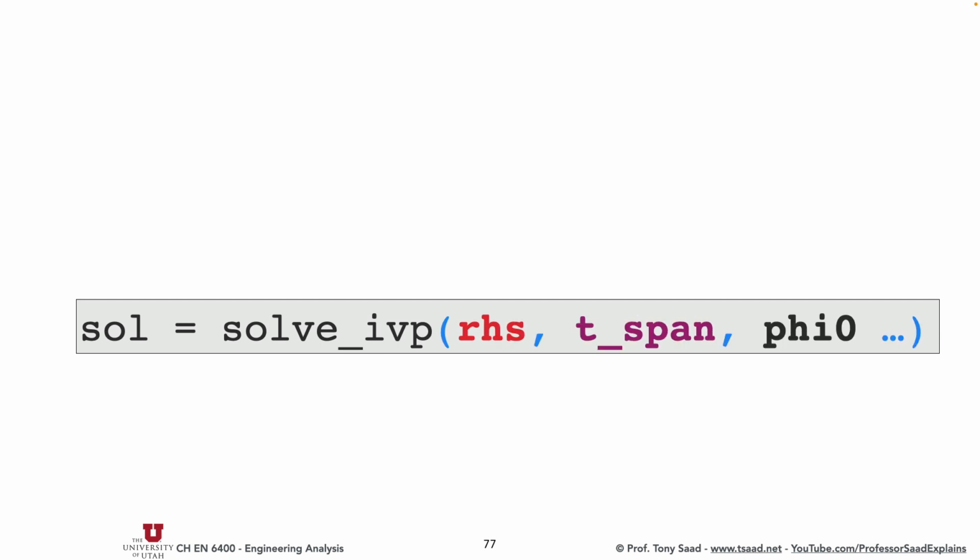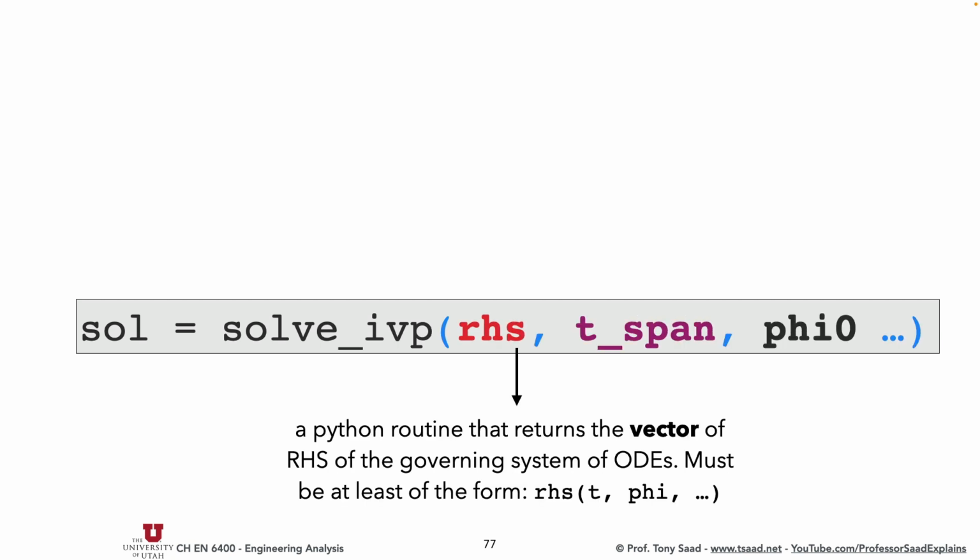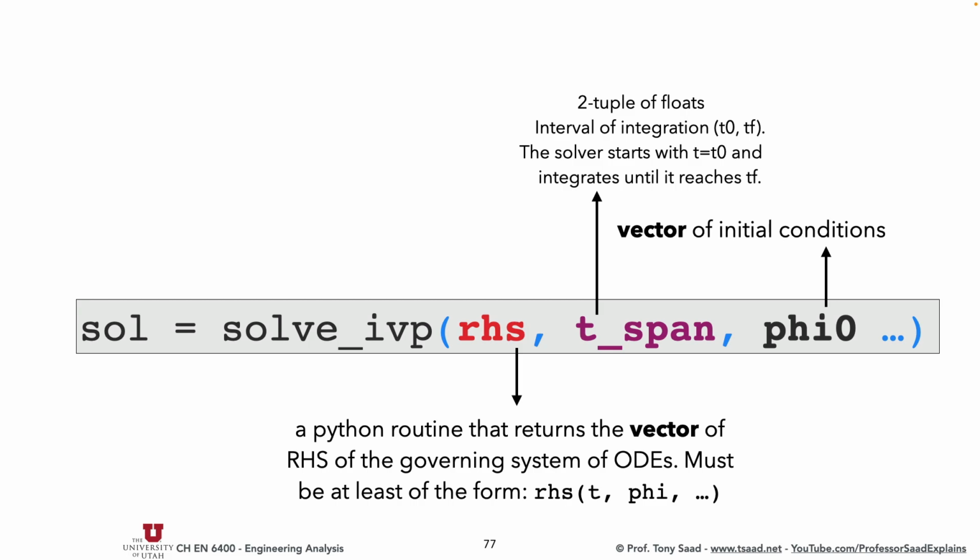So solve IVP does the same thing, but now the right-hand side is a vector that returns all the right-hand sides of your dependent variables, of your first-order equations. Phi 0 is a vector of initial conditions. Now you need an initial condition for each variable. Okay, we're going to do this for the susceptible, infected, and recovered. So we need initial conditions for susceptible, whatever, 999, and then 1 infected, and then 0 recovered initially. And then the t-span is the same thing. It doesn't change. It's just a tuple of 2 values, t0 and t-final.